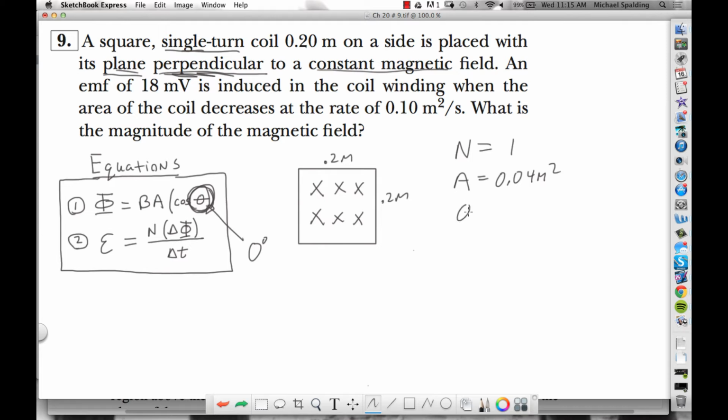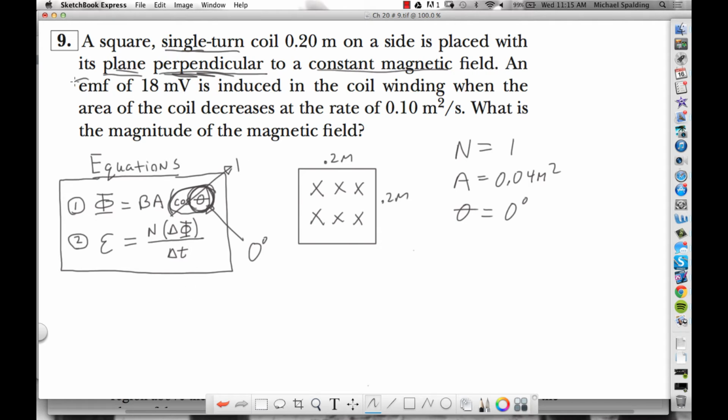Okay, so let's put that down. So theta here is equal to 0 degrees. And by the way, what's cosine of 0? 1. So that just goes to 1. The cosine part here just goes to 1. All right, what else do we have?